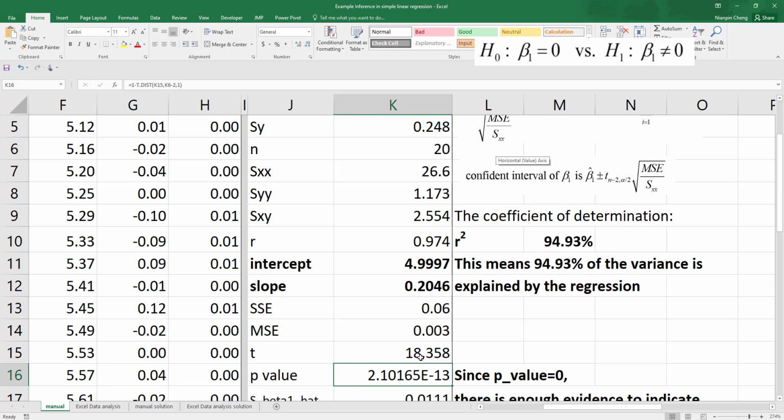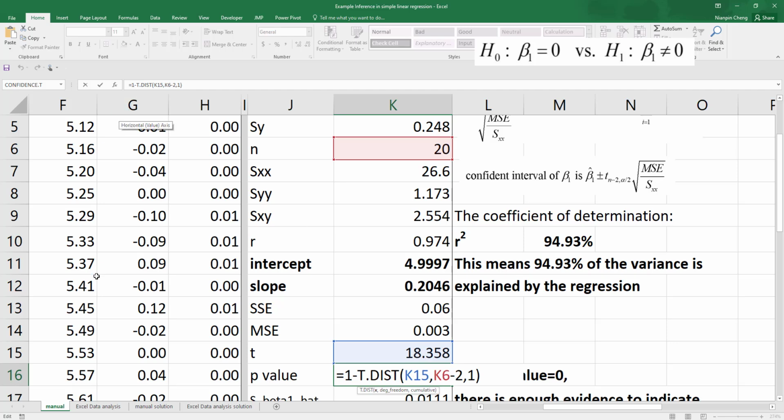Once we have the t-value, we find out the p-value. That's the t-distribution. We have the t-value 18.358. And then we need to know the degrees of freedom. That's n minus 2. In this case, n is how many pairs of points.